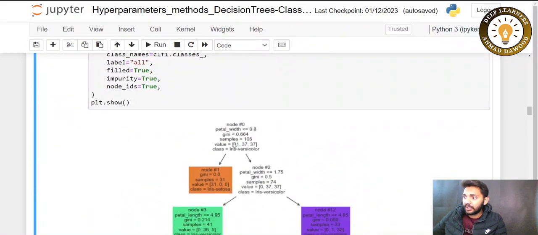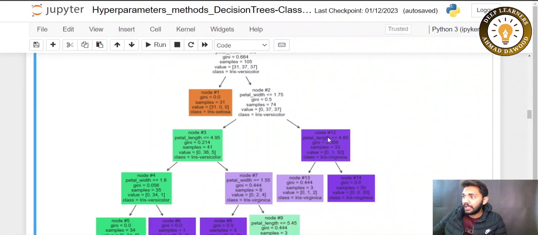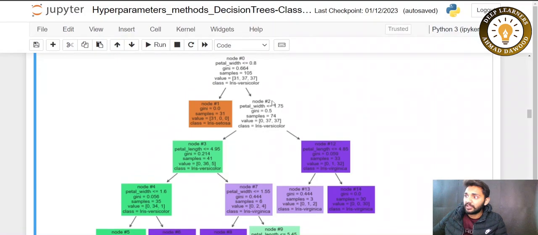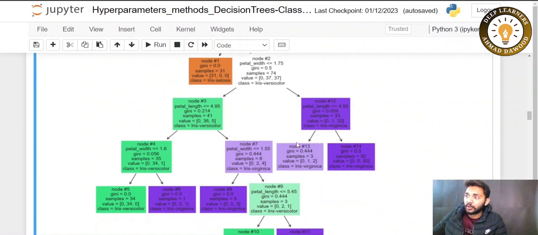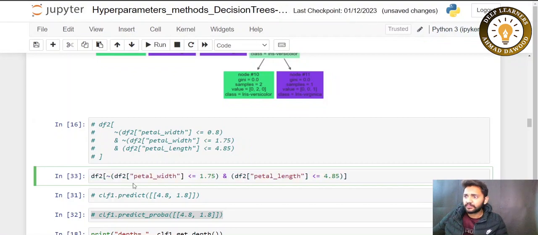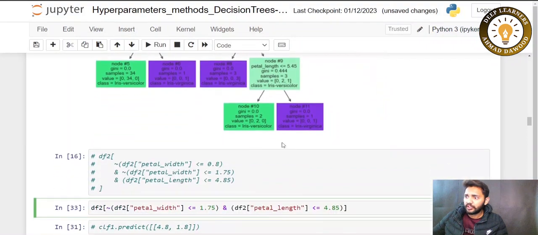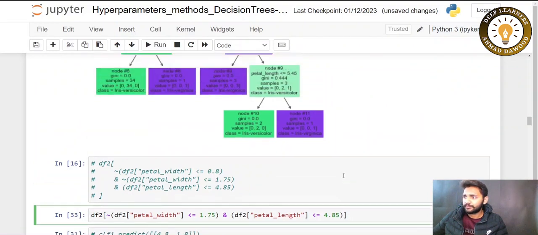Here you can see the data points that have petal width greater than 0.8, petal width greater than 1.75, and petal length less than 4.85. Any sample that has petal width greater than 1.75 and petal length less than 4.85 will reach node number 13. So I am just using those conditions to visualize what type of data points are available here, the three data points.